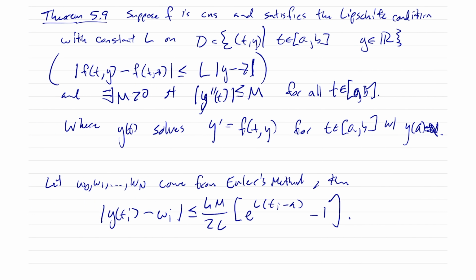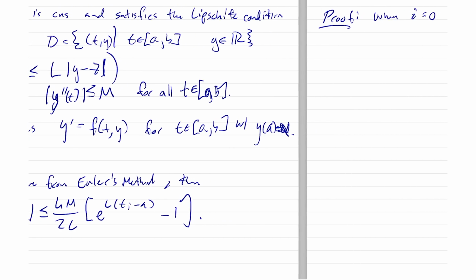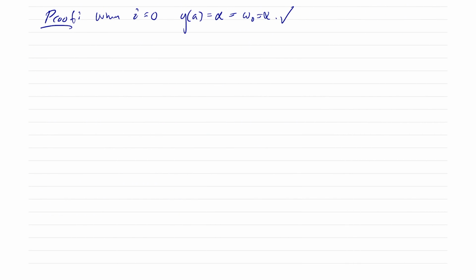Just to start, when i equals 0, we have y(a) is equal to alpha, and we already set w_0 is equal to alpha. So that is done. We automatically satisfy this bound because the left hand side is 0 and the right hand side is positive. So done.